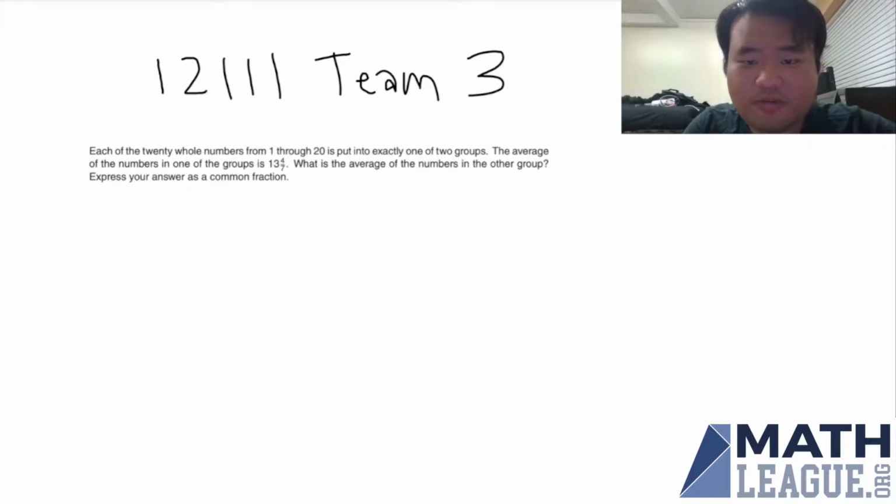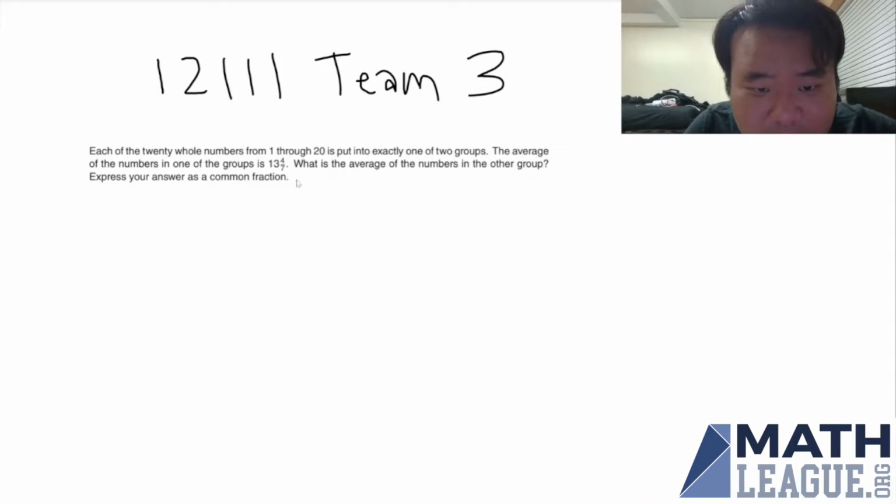This is problem 3 from the team round of test 12111. Each of the 20 whole numbers from 1 through 20 is put into exactly one of two groups. The average of the numbers in one of the groups is 13 and 4/7. What is the average of the numbers in the other group? Express your answer as a common fraction.